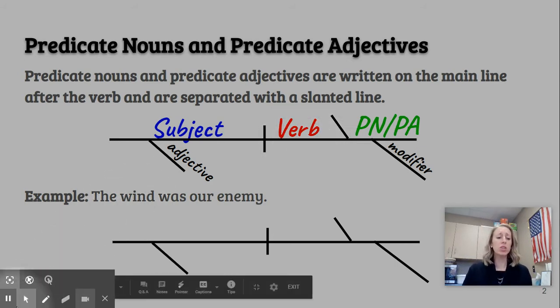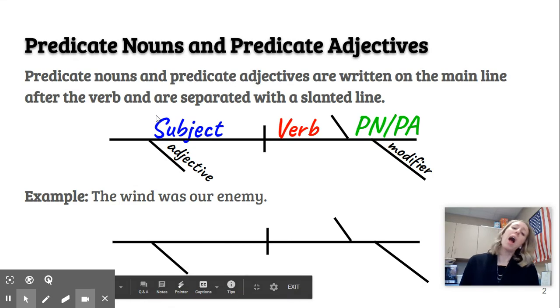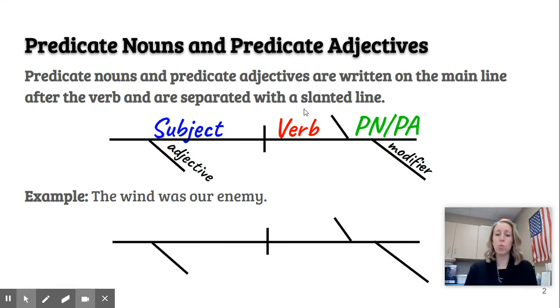Now when we are doing predicate nouns and predicate adjectives, what we do is we write them right next to the verb, still on that main line, and we just separate them with a slanted line. Now notice about this slanted line, you guys, that it doesn't actually cross through the main line, it just sits on top of it. Okay, so let's go ahead and take a look at this example sentence.